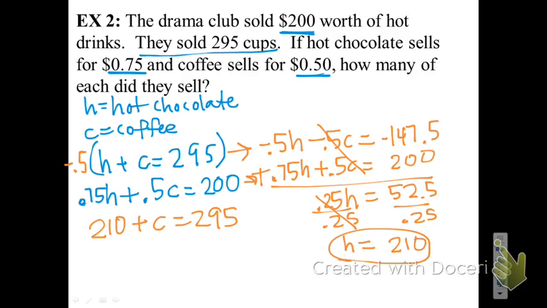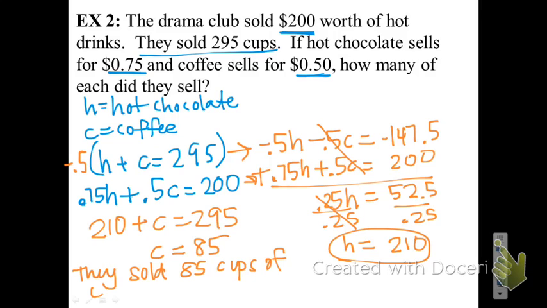So what would I have to add to 210 to get 295? I'd have to add 85. So that tells us that the drama club, they sold 85 cups of coffee and 210 cups of hot chocolate.